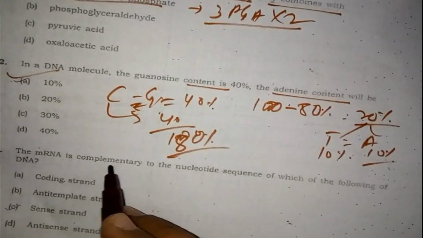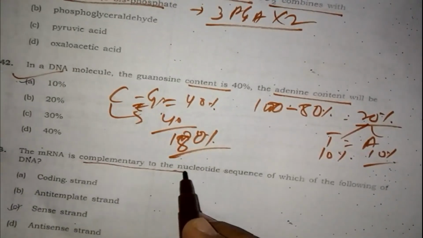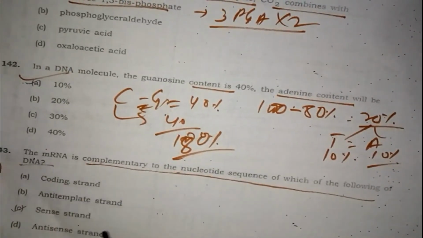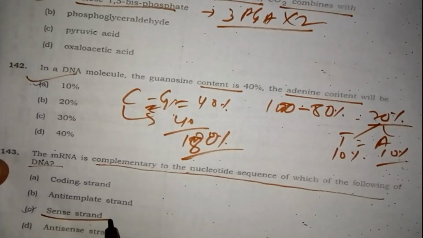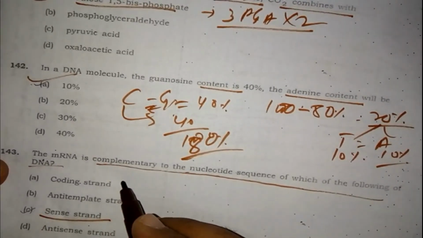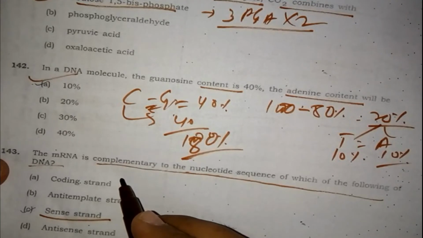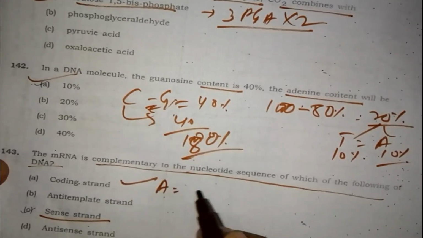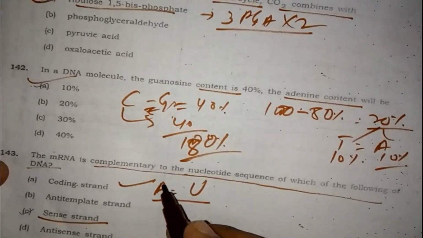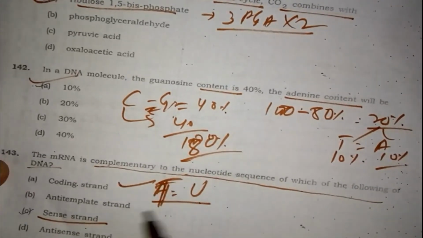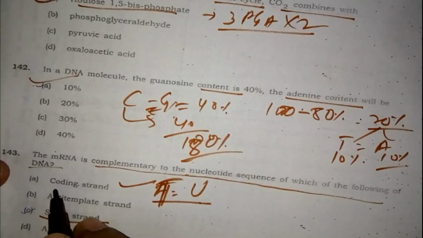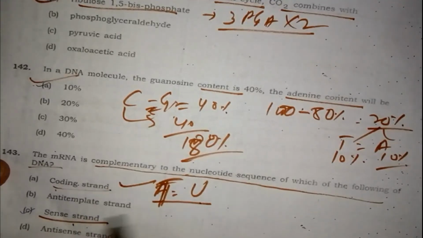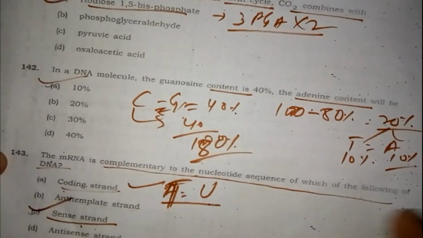The mRNA is complementary to the nucleotide sequence of which of the following DNA? It is complementary to the sense strand and is directly related to, identical with or similar to the coding strand, except that in place of T it is U. So it is directly related to the coding strand but complementary to the template strand. So the answer will be C.